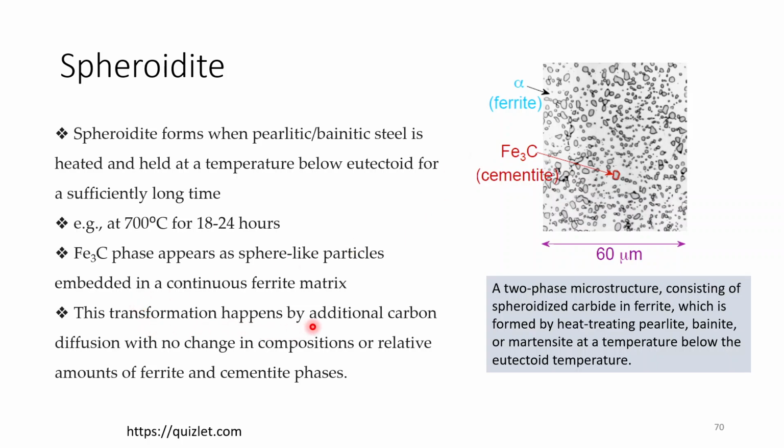This transformation happens by carbon diffusion. Here the Fe3C phase appears as sphere-like particles embedded in a continuous ferrite matrix, and this transformation happens by additional carbon diffusion with no change in compositions or relative amounts of ferrite and cementite phases. Here is a two-phase microstructure consisting of spheroidized carbide and ferrite, which is formed by heat treating pearlite, bainite or martensite at a temperature below the eutectoid temperature.